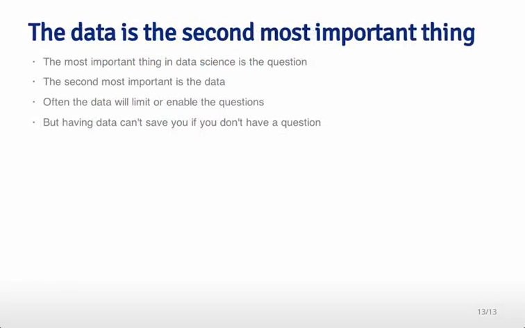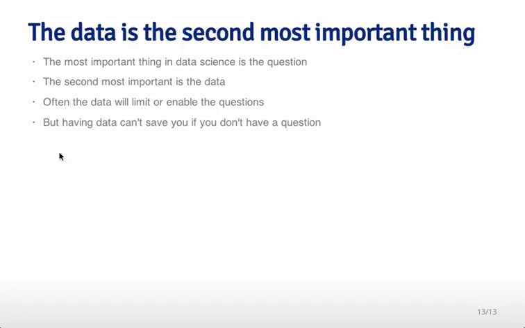So the data are actually the second most important thing in data science. The most important thing in data science is actually the question you're trying to answer. And so the data should follow that question. Often the data will limit or enable the questions you're trying to ask. So in other words, you start with a question and you might not have the data to be able to answer that question, so you have to modify the question to answer a sub-question or a related question.